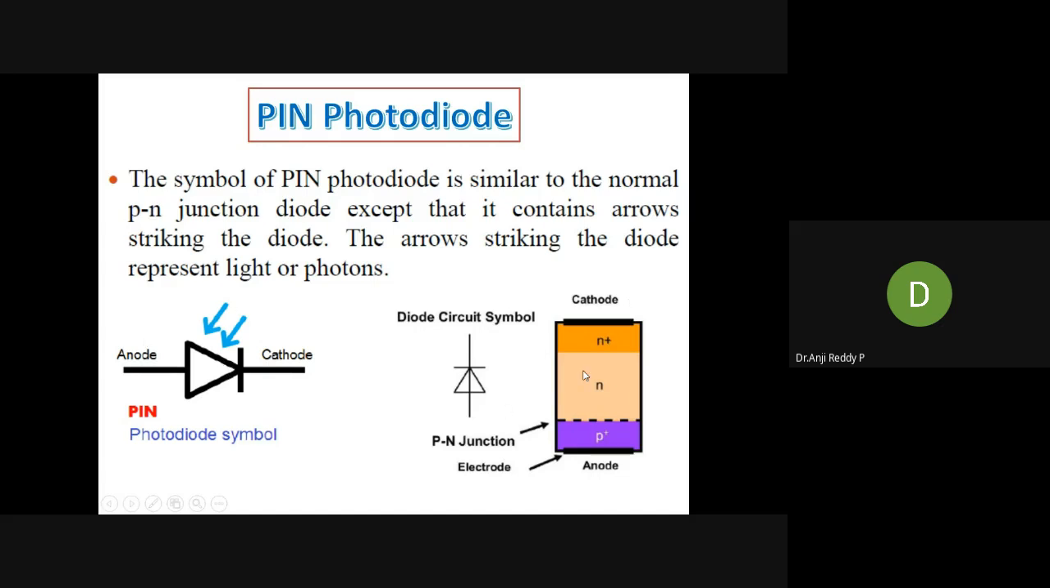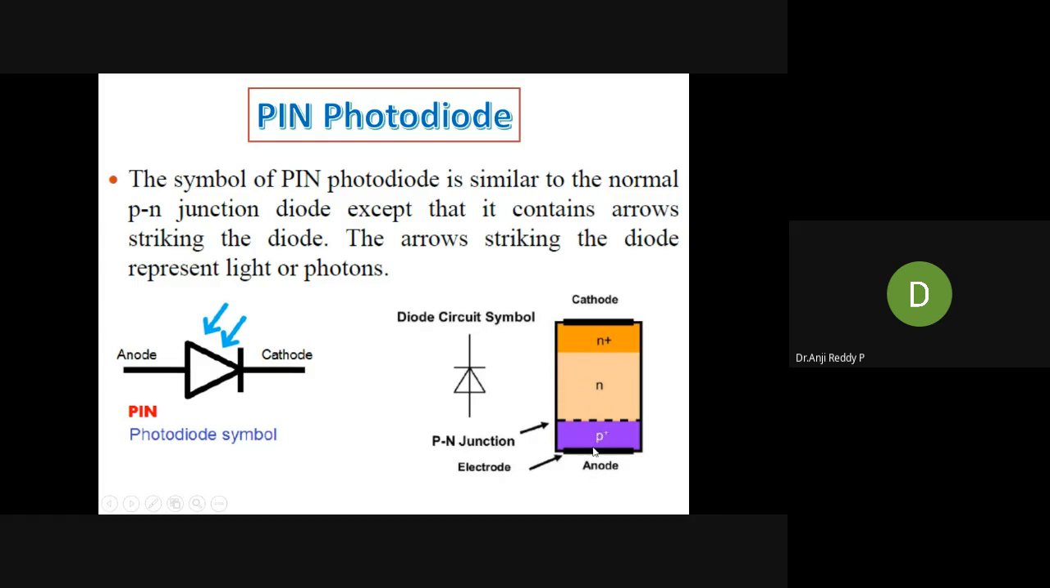Now we can take the pin photodiode like this. This violet color is the P region, and this orange color is the N region. In between, we have the wide depletion width of intrinsic semiconductor. This will act as the PN junction, with a completely depleted region in between.